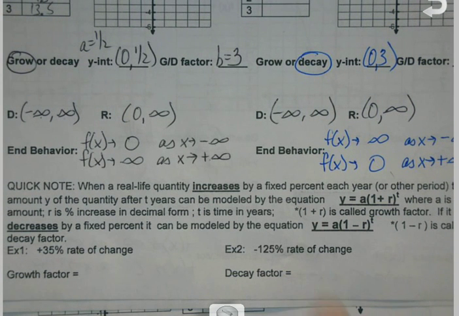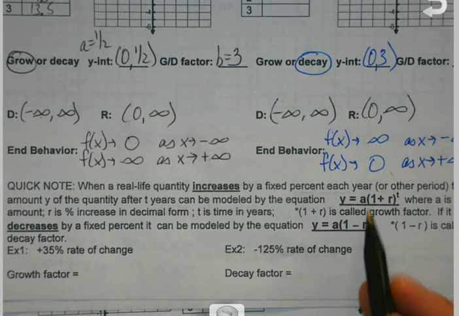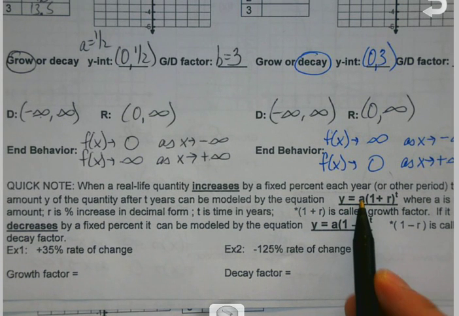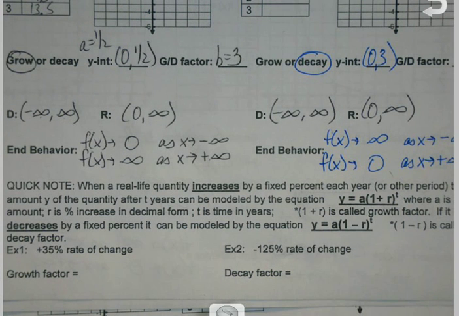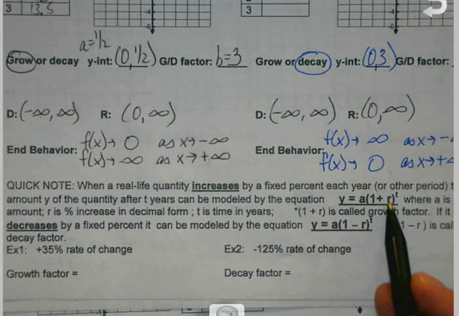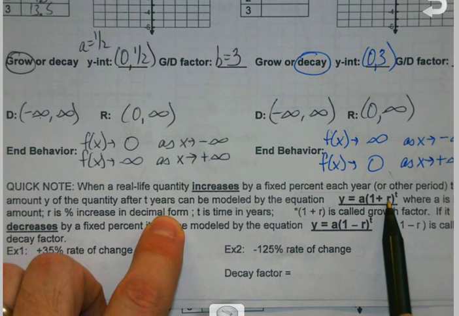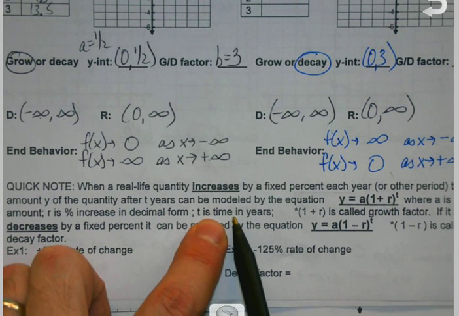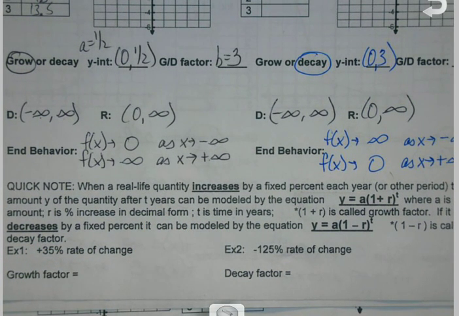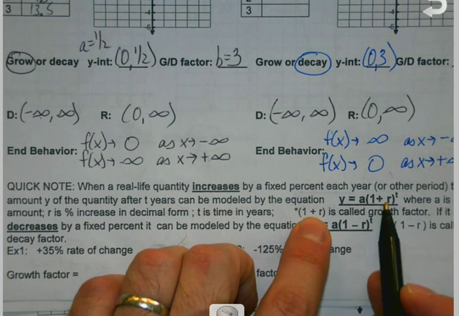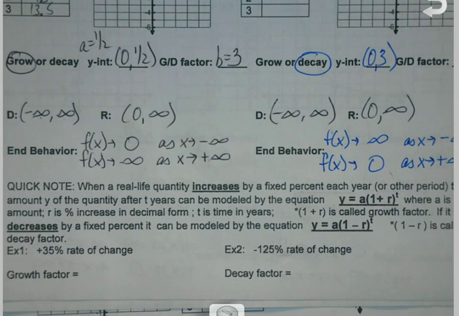So, when a real-life quantity, and we're actually going to get into applications of this in our next lesson, increases by a fixed amount each year, there's this equation, okay? A, which is what I start with. It may be money, it may be bacteria. A is my initial amount, R is my rate in decimal form, and T is typically going to be your time in years, but that can change. It may be minutes, it may be days. But when I put together this 1 plus R for my rate, that's called my growth factor.